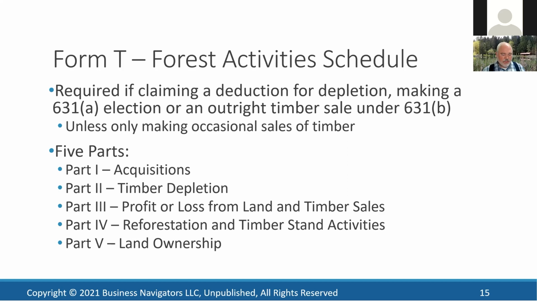Part 3 is profit or loss from land and timber sales. I find this to be relatively useless. I don't know why they ask for this information in this way. Basically, what they want you to report is what you received in total for the timber, for the timberland, and then your cost basis. But this number doesn't go anywhere, so I don't generally use Part 3 very much.